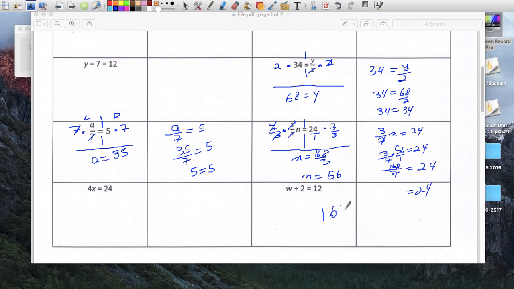Let me see if I can do that. 168 divided by 7. 7 goes into 16 2 times, which is 14. Subtract, bring down the 8, and 7 goes into 28 4 times. And you can tell that this 24 equals 24 on the other side.